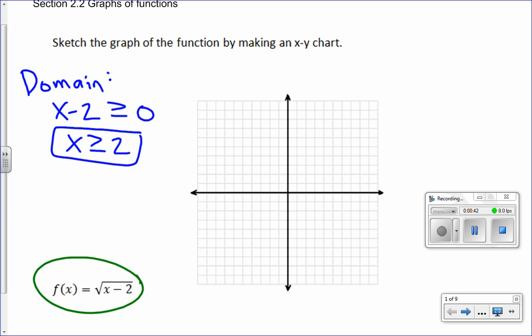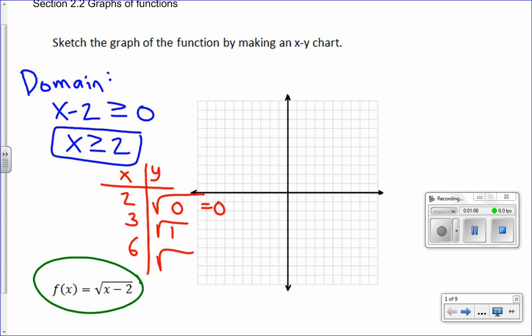With this in mind, you can produce an xy chart with appropriate numbers. So starting with 2, then I'll go to 3, and then let's put a 6 into this function. If we evaluate this function, we'll get the square root of 2 minus 2, which is 0. We'll get the square root of 3 minus 2, which is 1. And then we'll get the square root of 6 minus 2, which is 4. The square root of 1 is 1, and the square root of 4 is 2.